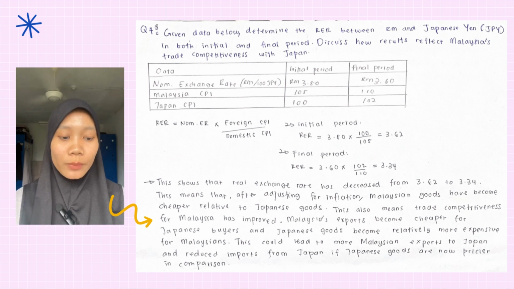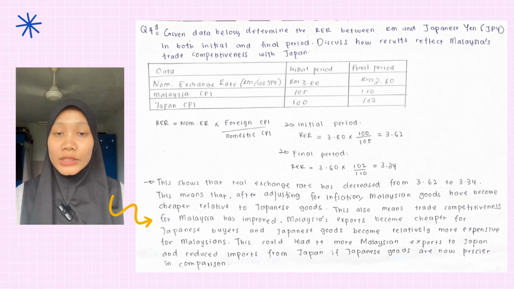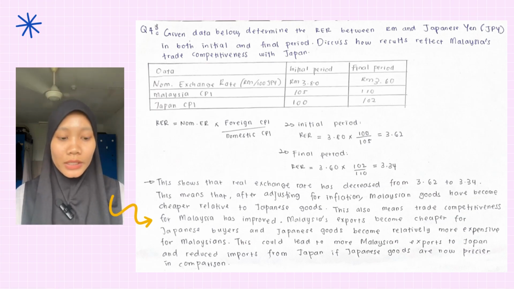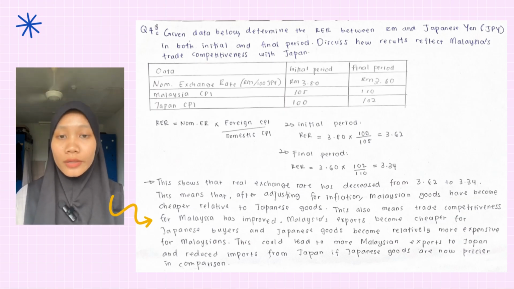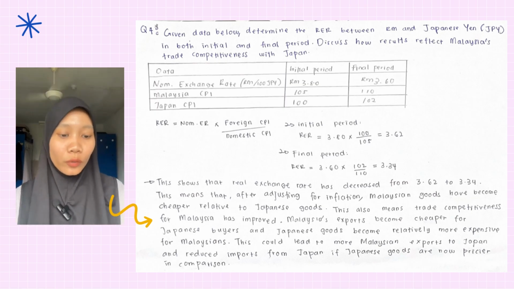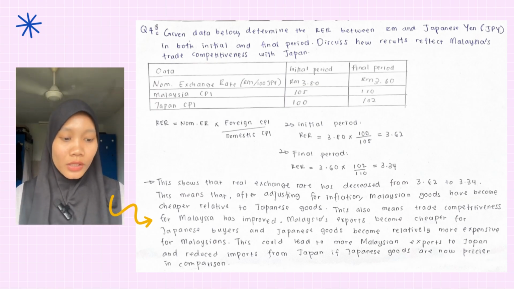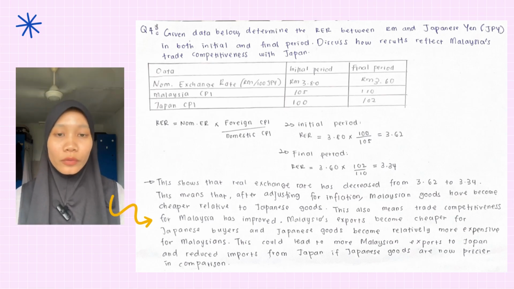For Malaysian CPI, the initial period is 105 and the final period is 110. For Japan CPI, the initial period is 100 and the final period is 102. So, we need to find the real exchange rate. Okay, the formula for real exchange rate is nominal exchange rate multiplied by foreign CPI per domestic CPI.